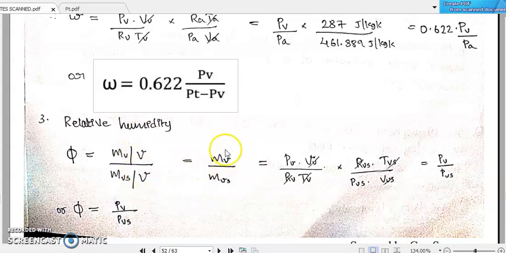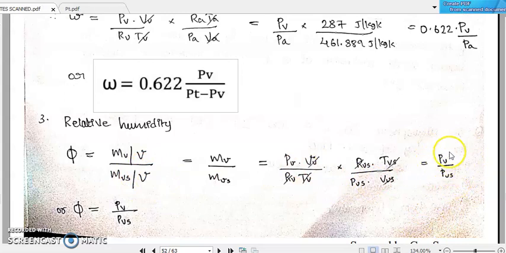So this expression will turn out to be mv by mvs. Using our similar PVT relationship, we can write this as PV VV by RVTV times RVS TVS by PVS VVS. RVS and RV are the characteristic gas constant for the same water vapor, so we can cancel out RVS and RV. TV and TVS both represent the same temperature of that same volume of dry air. So the only variables remaining are PV and PVS.